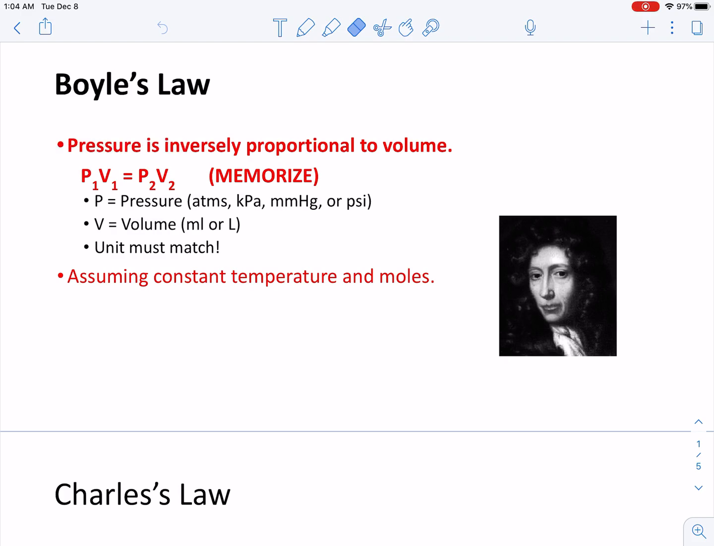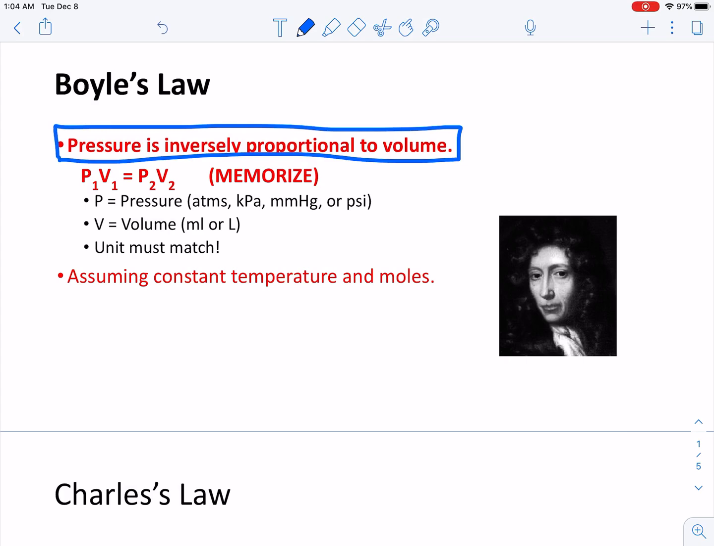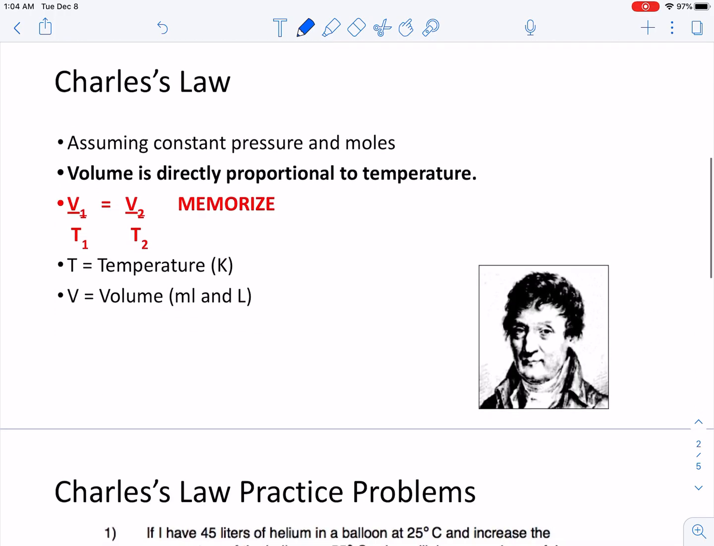He was looking at the relationship between pressure and volume, and he found that those are inversely related. Where pressure goes up, volume goes down, or volume goes up, pressure goes down, or vice versa. That is the only inverse relationship. All other ones are directly proportional.